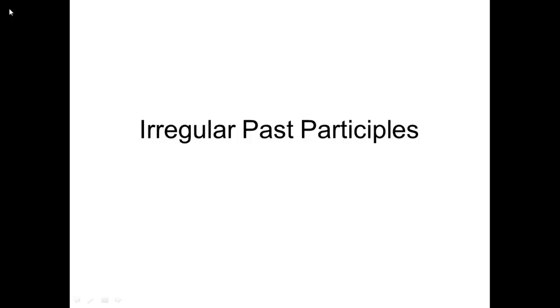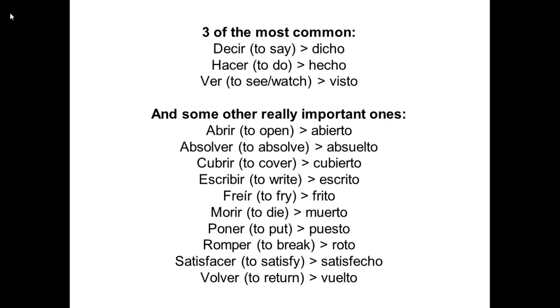So here we're going to see a lot of them and you'll need to copy them down. Here we see three of the most common, decir, hacer, and ver, which become dicho, hecho, visto. Here are some other really important ones as well. Abrir, absorber, cubrir, escribir, freír, morir, poner, romper, satisfacer, volver. Now, as you can see, these are the irregular past participles. They don't follow the same rules. Abierto, absuelto, cubierto, escrito, frito, muerto, puesto, roto, satisfecho, vuelto.